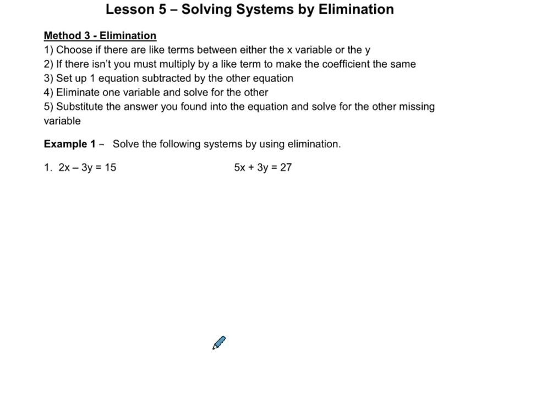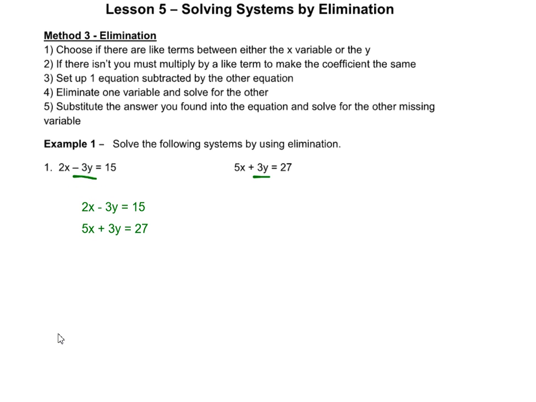So let's take a look here. I have a 3y and a 3y here. So what I can do is set these up one over the other, like we're adding or subtracting. So when I do that, I have 2x minus 3y equals 15, and I have 5x plus 3y is equal to 27.